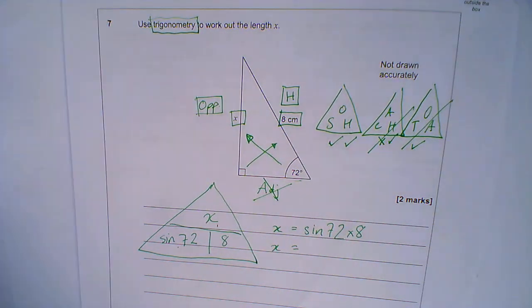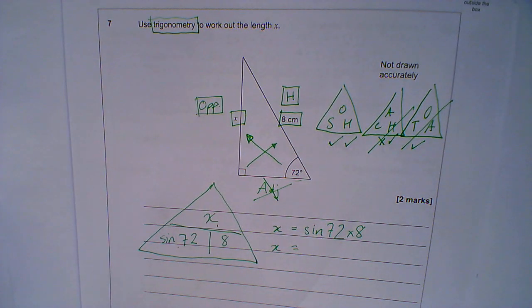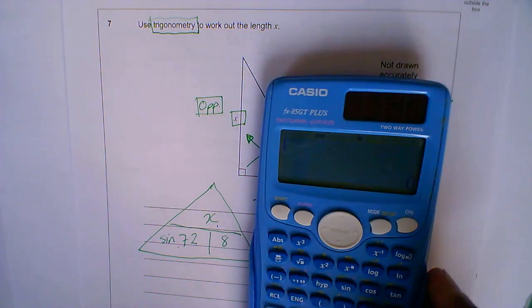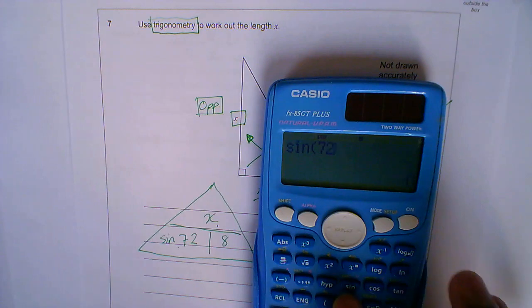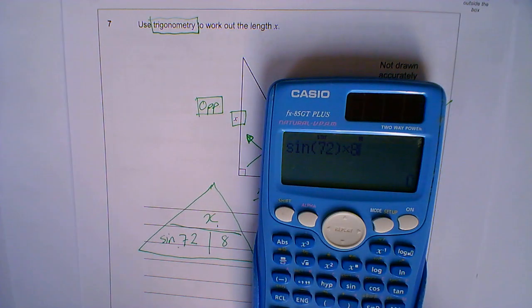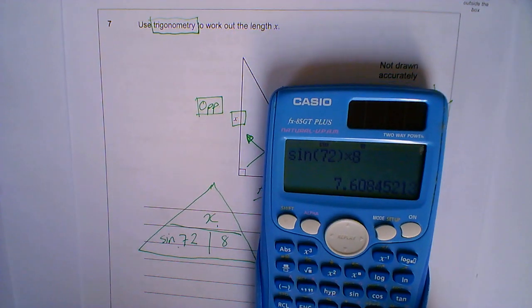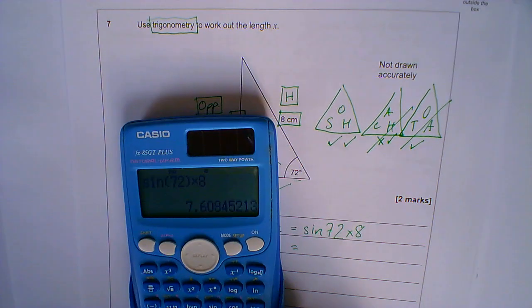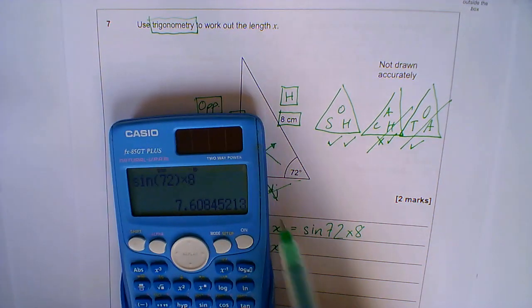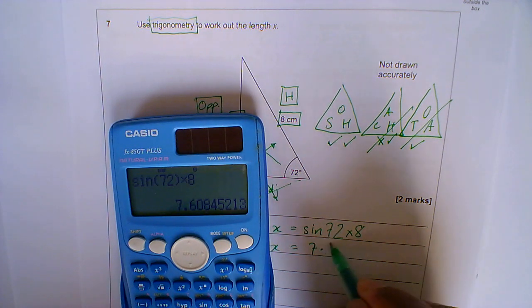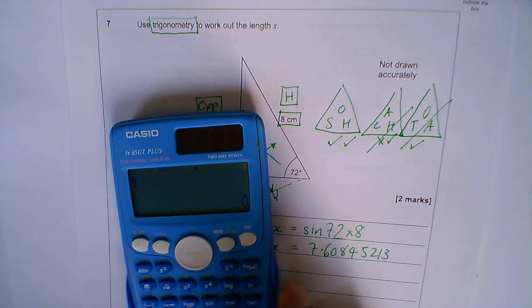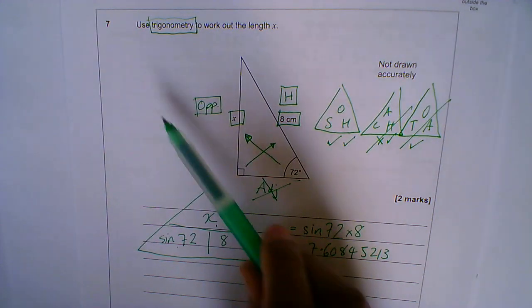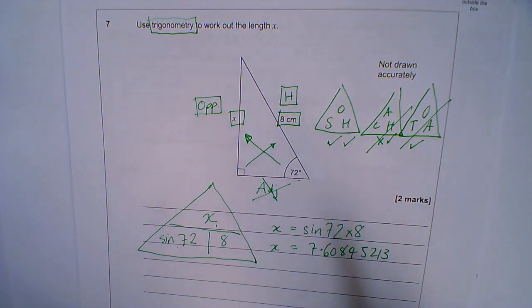And so now when I get my calculator, sine 72 times by 8 gives me 7.608. Let me write out all the digits. 7.6084513.